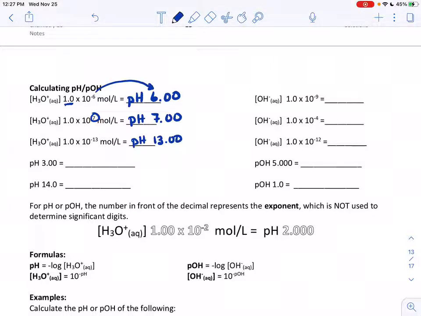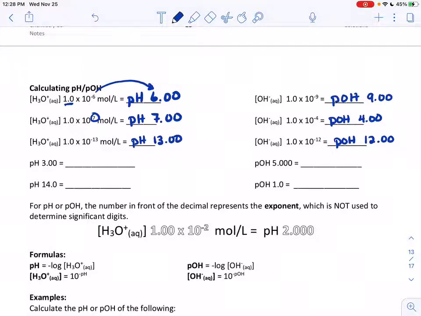Now, let's take a look at my hydroxide ion concentration. So same thing is going to happen here, but instead of pH, I'm going to write pOH. So the pOH of a hydroxide ion concentration of 1 times 10 to the minus 9 is going to be 9.00. For the next one, pOH is going to be 4.00. And the third one, my pOH is going to be 12.00.